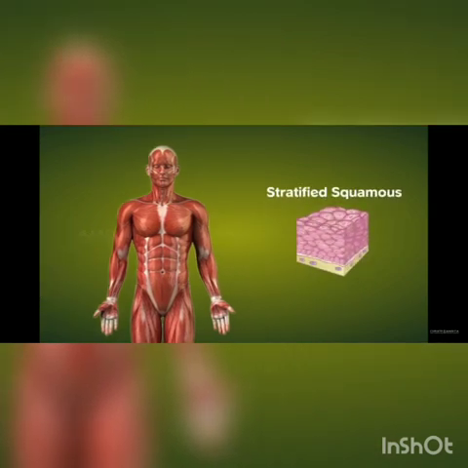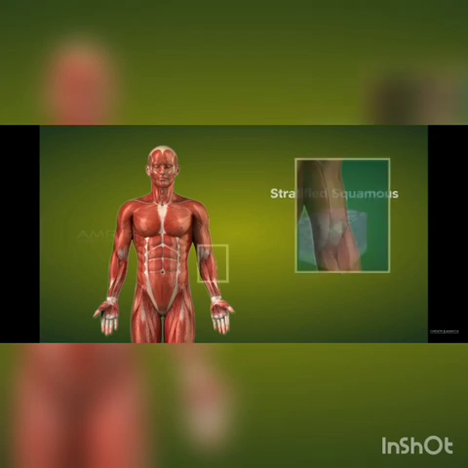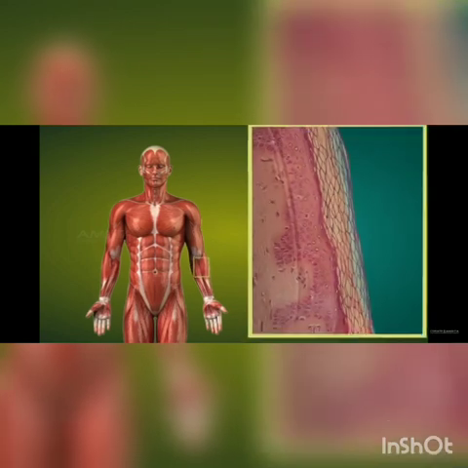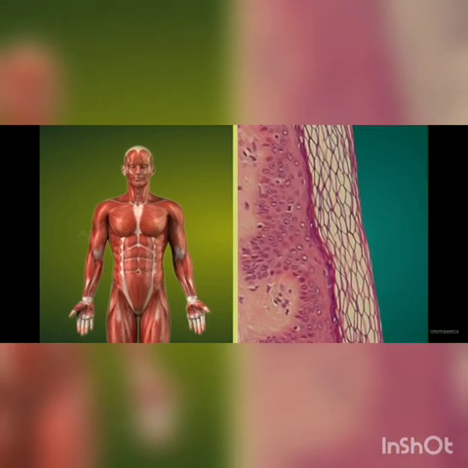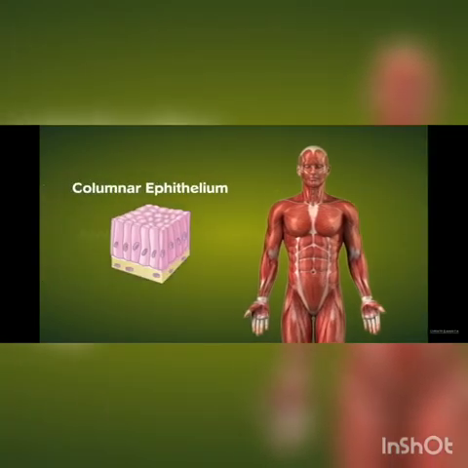The next one is stratified squamous. It is present in the skin layer. Are you able to see the closely packed cells, but in many layers?